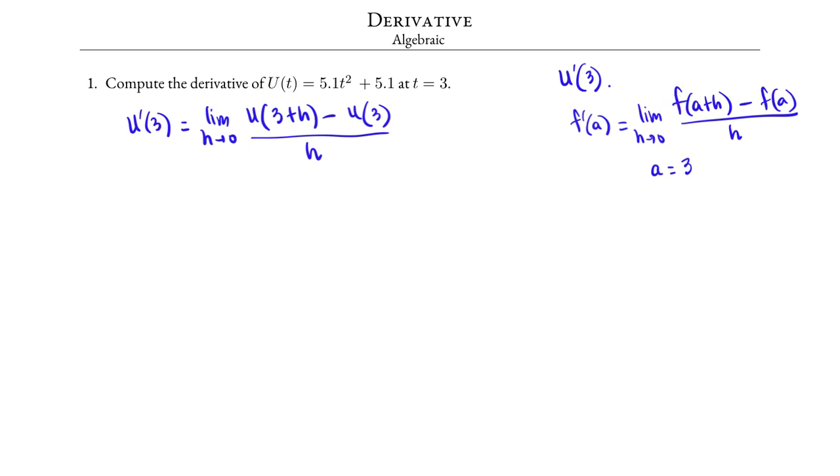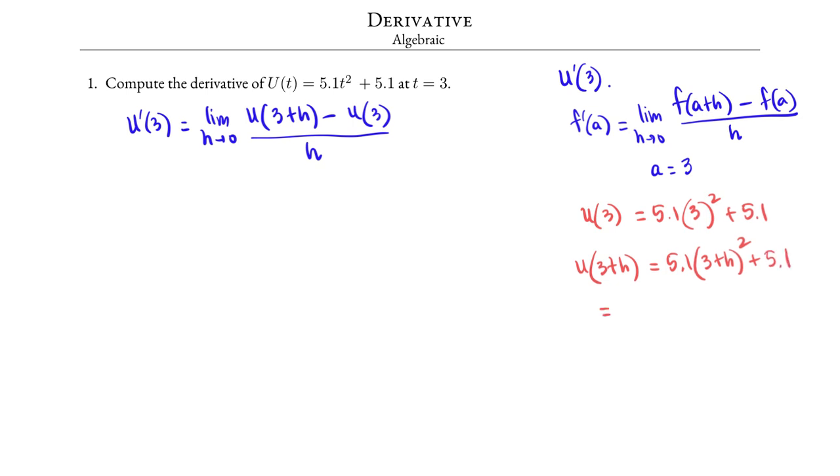For this expression, it is always a good idea to evaluate both terms in the numerator first. We see that there is a u of 3. u of 3 is 5.1 times the input, which is now 3, squared, plus 5.1. And u of 3 plus h is now 5.1 times 3 plus h squared, plus 5.1.